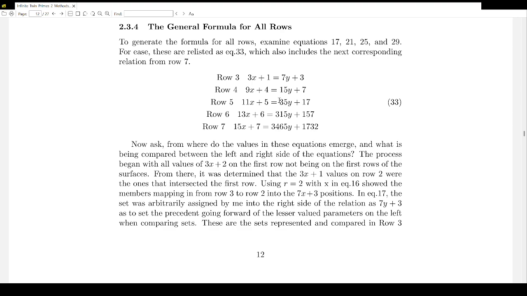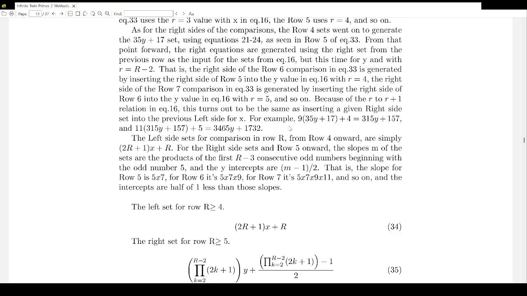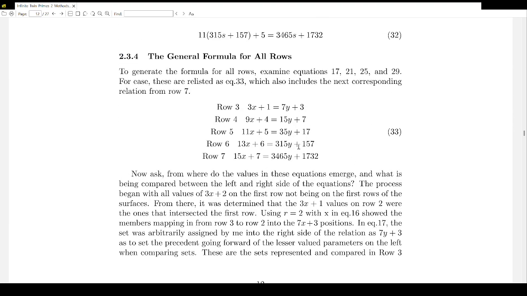So yeah, here we're taking this right side of x, this 35, 17, and we're putting that into the left side of here, 9x plus 4. And here we're taking this 315, 157, and putting in the 11x plus 5. So we're taking the right side of a certain row and plugging it into the left side of the previous row. And that's what you'll notice is actually happening here. For example, we take that right side, we plug it into the previous row, and we got this 315, 157, which was the next one on the right side. So to get each next right side, you take the previous one and plug it into the row from one before that.